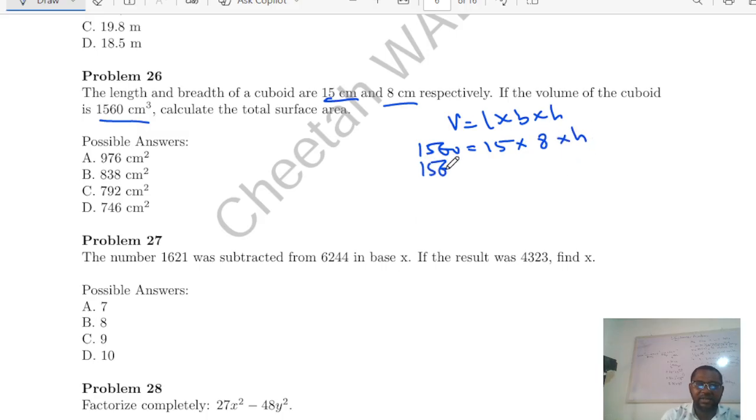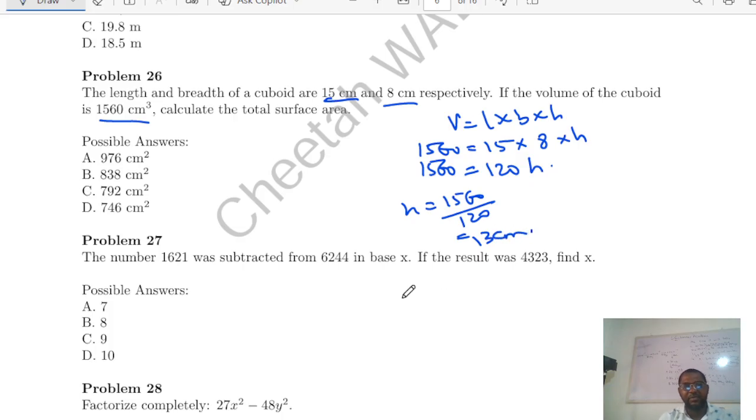So this is 1560 equal to 15 times 8 times h, which is 120h. So h is going to be 1560 divided by 120, and that's going to give us 13. So h is 13 centimeter. But that's not what we are asked to find. What we are asked to find is the total surface area. And the total surface area of a cuboid is simply 2 into length times breadth plus length times height plus breadth times height. You know, that's how you find the total, because each of them is two.